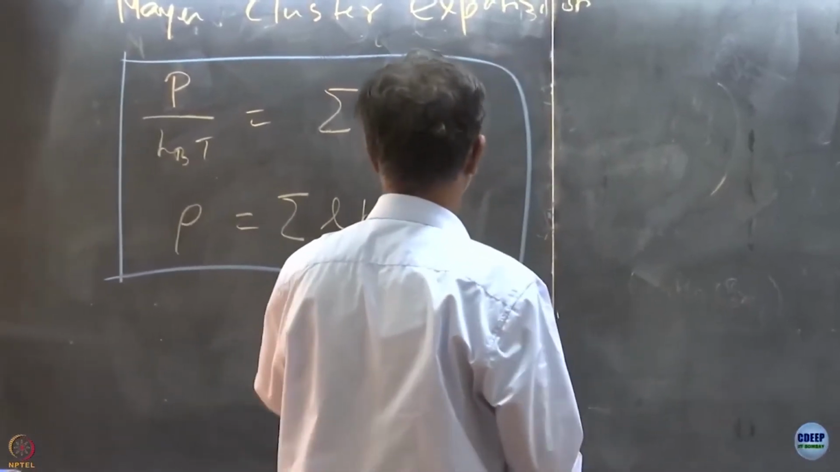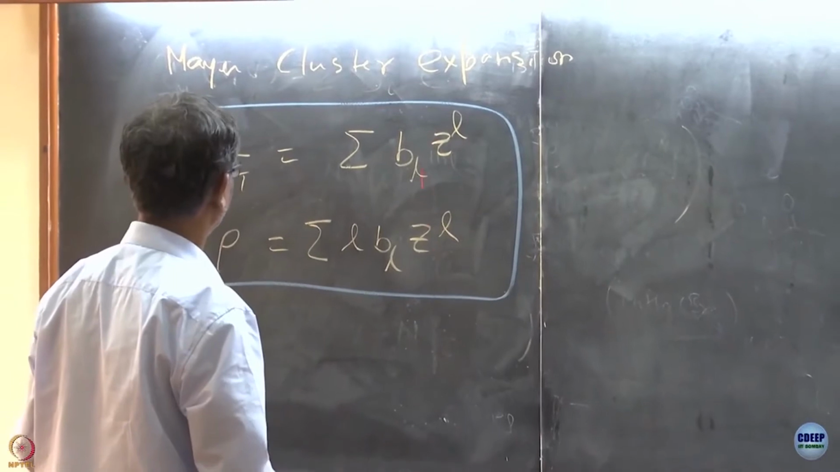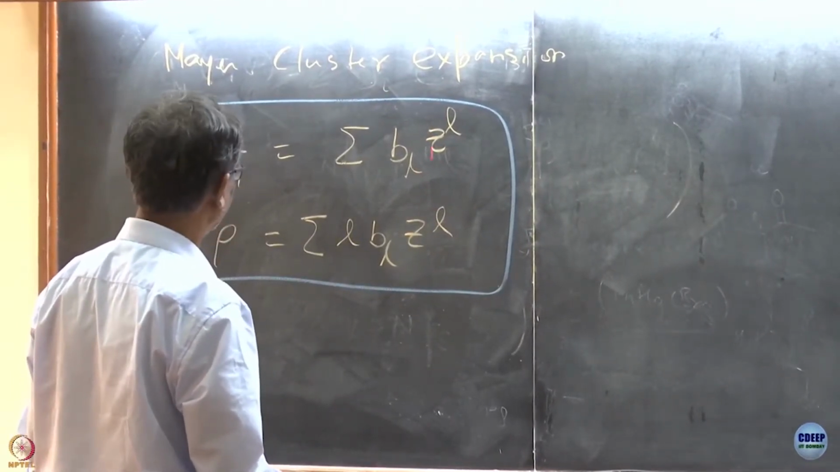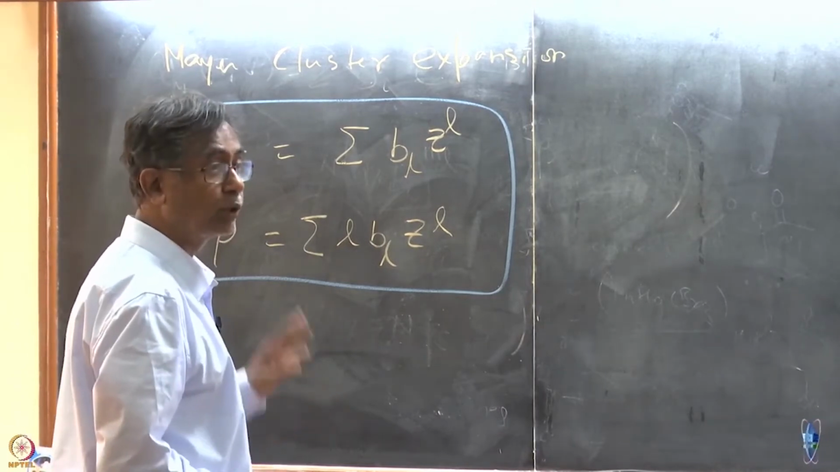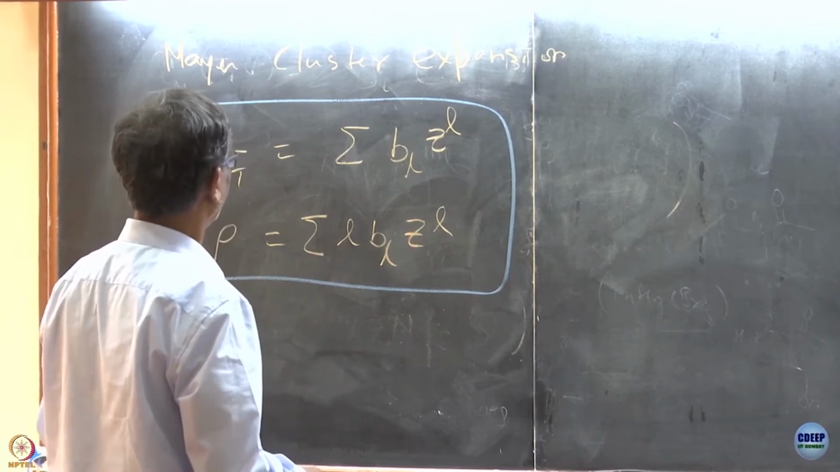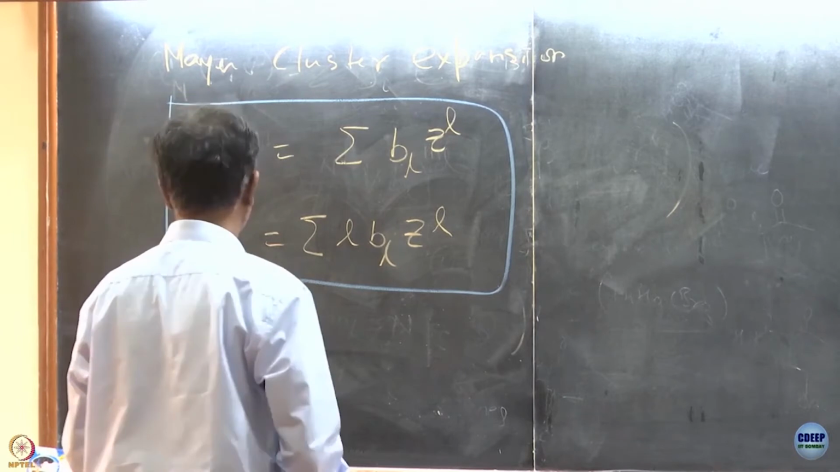So now, as I was saying, the game plan is to eliminate the fugacity from these expansions. Both are exact, believe me that. Elimination of fugacity from here gives you another infinite series. That infinite series is the following.